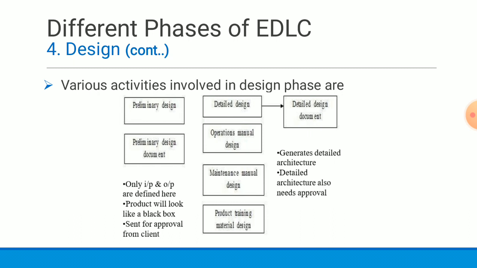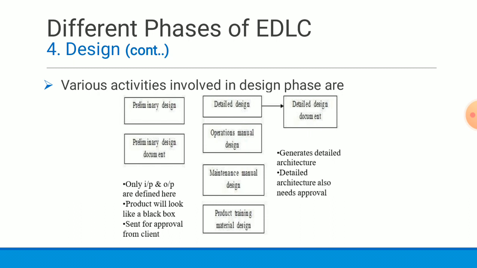So the product design starts with preliminary design, or it's also known as high level design. The preliminary design establishes the top level architecture for the product, lists out various functional blocks required for the product, and defines the input and output for each functional block. Functional block will look like a black box at this design point, with only inputs and outputs of the block being defined. So in preliminary design, only inputs and outputs are defined, and each functional module will look like a black box.